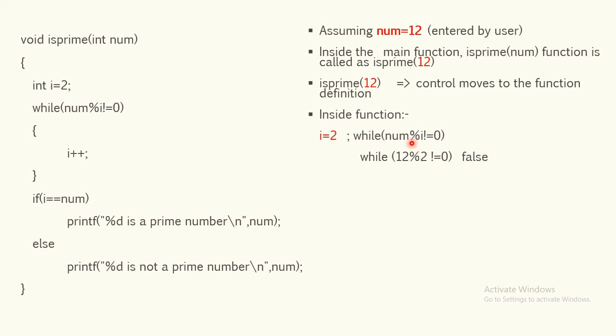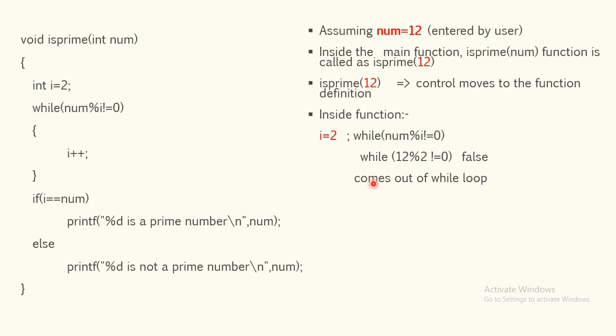That is, the number is now 12, and 12 is completely divisible by 2. So the remainder will be equal to 0. So the condition we have written in the while becomes false. That is, 12 has a factor, 2 is also a factor.